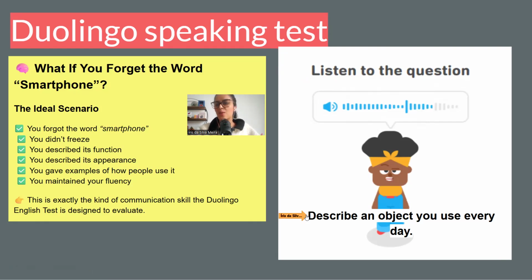You want to say that you use your smartphone every day, but let's say that for any reason you have forgotten the word smartphone. So this is a great opportunity to paraphrase instead of freezing. The ideal scenario would be: you forgot the word smartphone, you didn't freeze, you described its function, you described its appearance, you gave examples of how people use it, and you maintained your fluency.